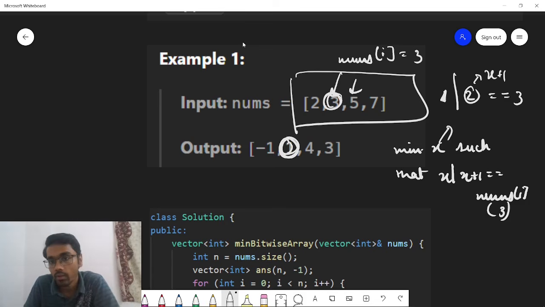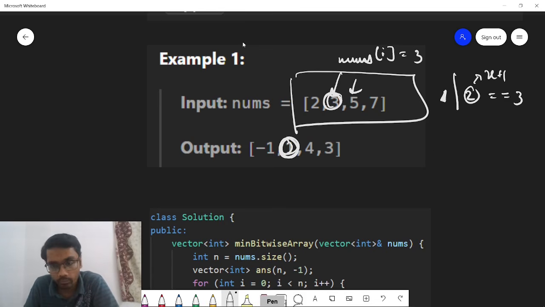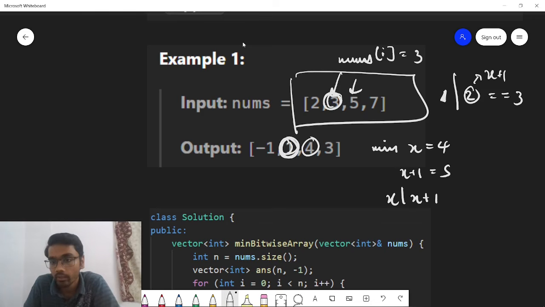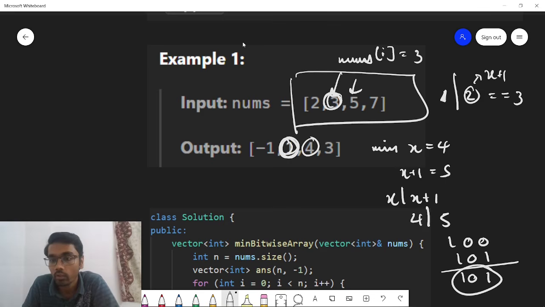Now we are at 5. What minimum x value should we take? According to this answer, we should take 4. So if we take the minimum x value to be 4, then x + 1 will be 5. And then if we do x OR x + 1, that is nothing but 4 OR 5. And 4 is 100, and 5 is 101. So if you do the OR, you will get 101, which is nothing but 5 only. So 4 OR 5, we get 5. So this is equal to nums[i]. So 4 is the minimum x value that we can get for this particular nums[i] equal to 5.